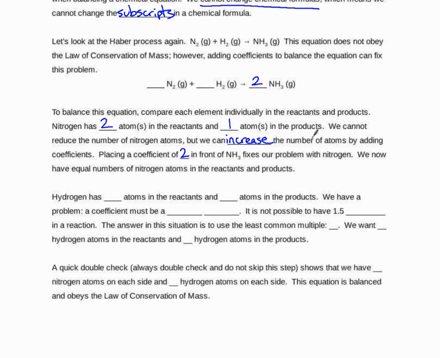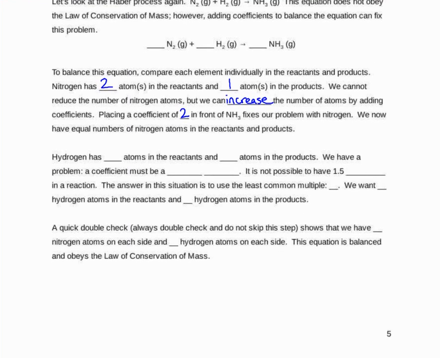So at this point, I have equal numbers of nitrogen atoms. And so I'm good. The problem has been fixed as far as nitrogen is concerned. So like I said, I'm going to start over. I'm going to look at just the hydrogen by itself next. Hydrogen has 2 atoms in the reactants, and there are 3 hydrogen atoms in the products.